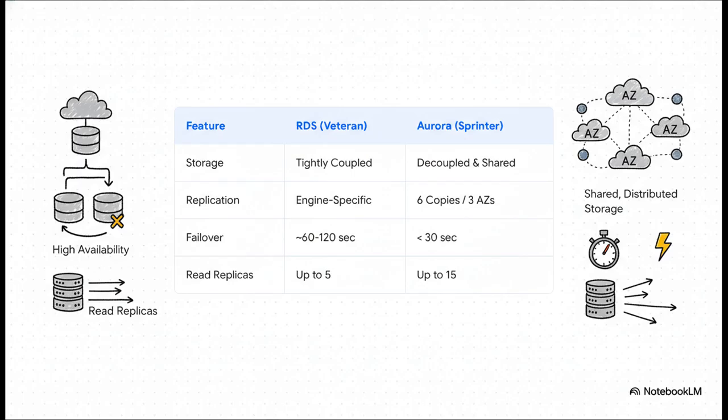With RDS, storage is stuck to the server. For high availability, you create a whole second standby server. But with Aurora, the storage is this shared distributed thing. Your data is automatically copied 6 times across 3 different data centers. This makes failover way faster. We're talking under 30 seconds for Aurora versus a minute or 2 for RDS. And for read-heavy apps, Aurora can scale out with up to 15 read replicas versus only 5 for RDS.